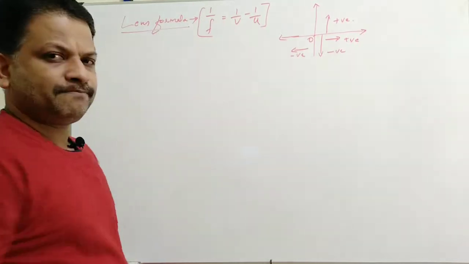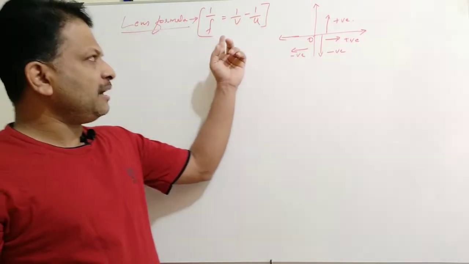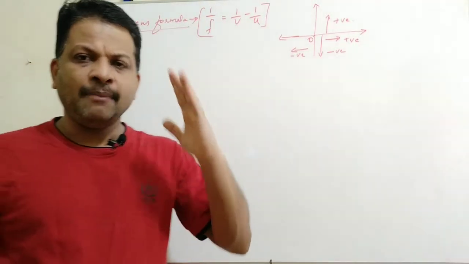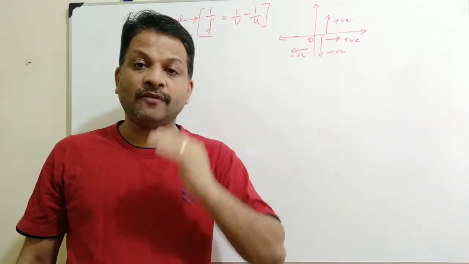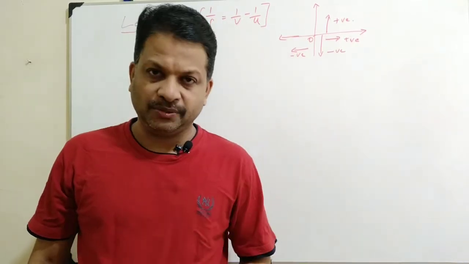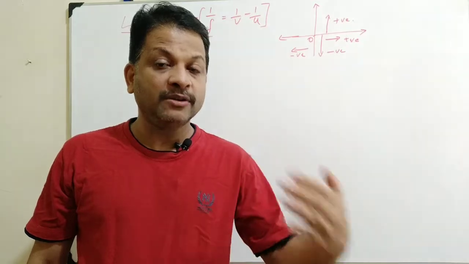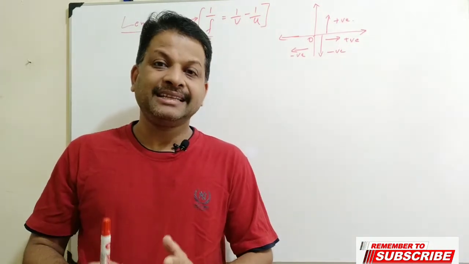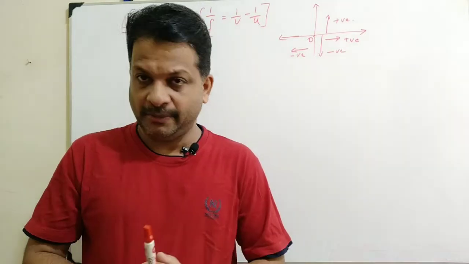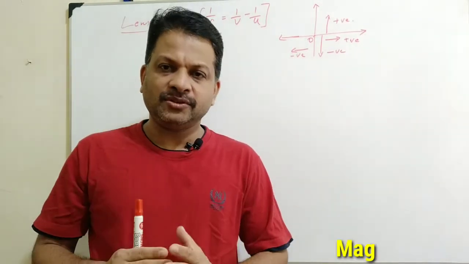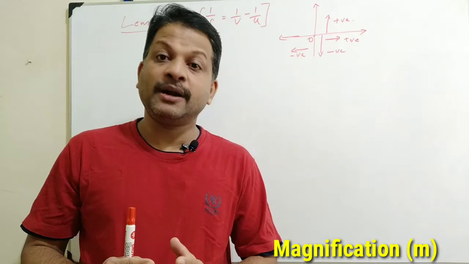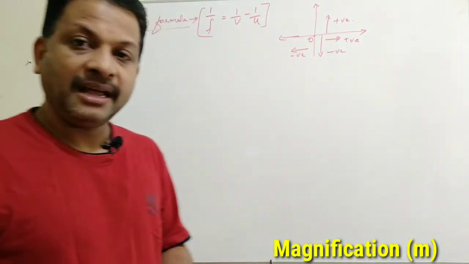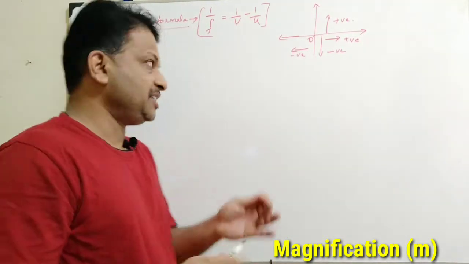Now if you look at this lens formula, 1 by f is equal to 1 by v minus 1 by u, it doesn't give us an idea about the nature of the image or the size of the image. If we want to find out the nature and size of the image, how can we do that? Then there comes another quantity known as linear magnification. Let us see what linear magnification is.